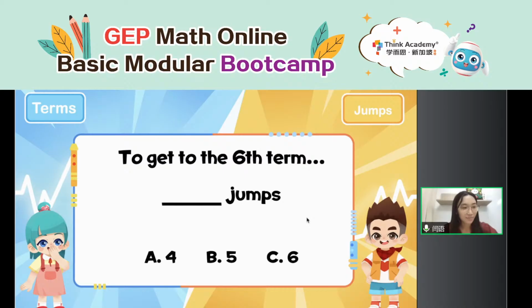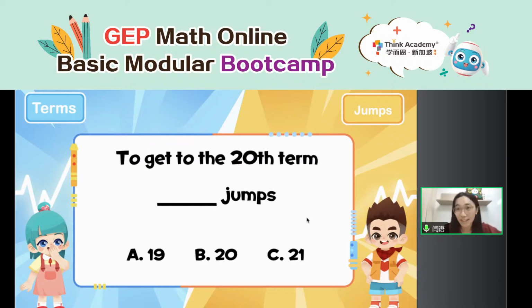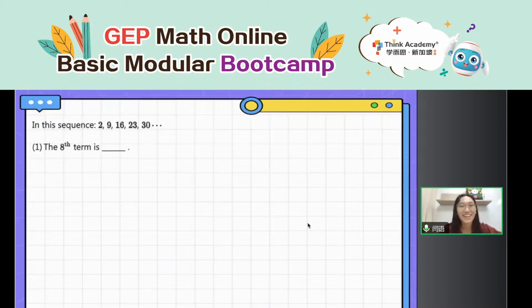Quickly. Yeah, correct. Good job. That is a B. Okay, and next one, to get the 20th term, how many jumps are there? Yes, good job, 19. Okay, so following this, let's move on to some calculation part.